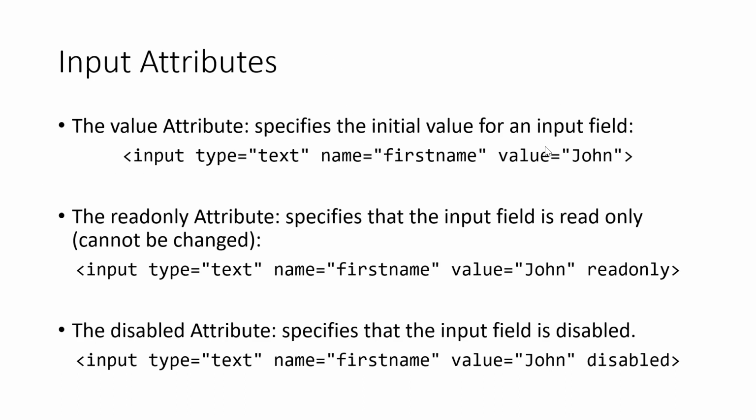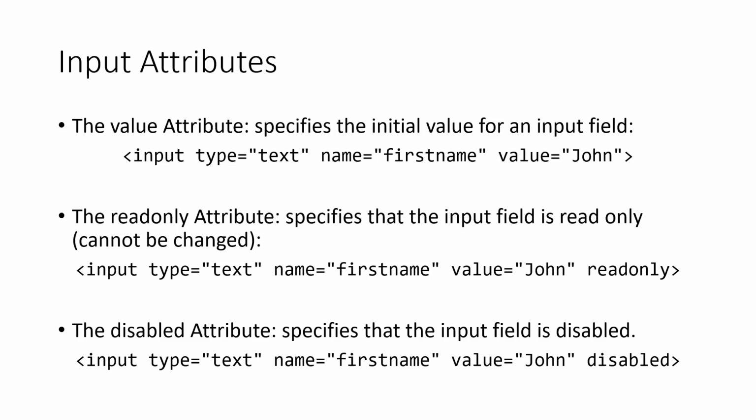So input attributes, what we can talk about in general, we can say the value attribute. So for example, if you want to have an initial value in a text box, let's say you are going to have an input box, data input, and you are going to expect a person's first name. And here we will already specify some value, John. So whenever you start looking at your form, you should see John. So that is a default value.